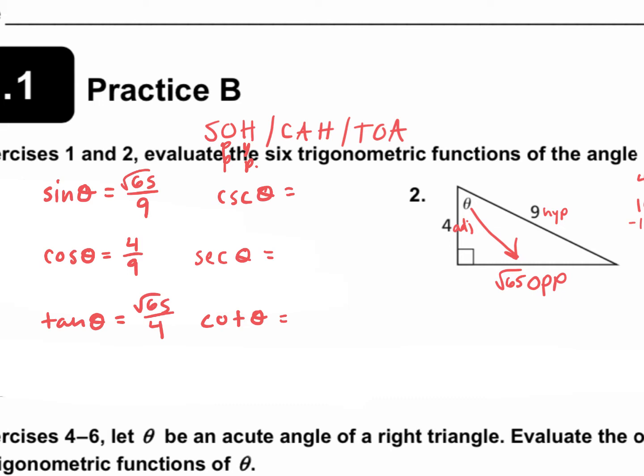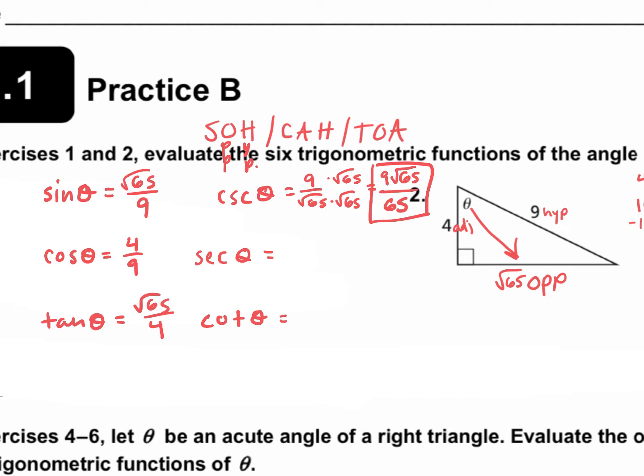So cosecant is the reciprocal of sine, so we just flip it. We have 9 over square root 65. Can we leave our answer like this? No. We can't have a square root on the bottom, so how do we get rid of that square root on the bottom? Multiply the top and the bottom by square root 65. So on the top, we get 9 square root 65, and on the bottom, we get 65. Always check and see if you can simplify this anymore, but 9 doesn't go into 65. They don't have anything in common, so that's our answer.